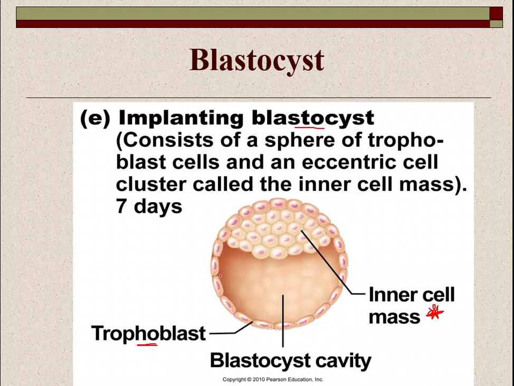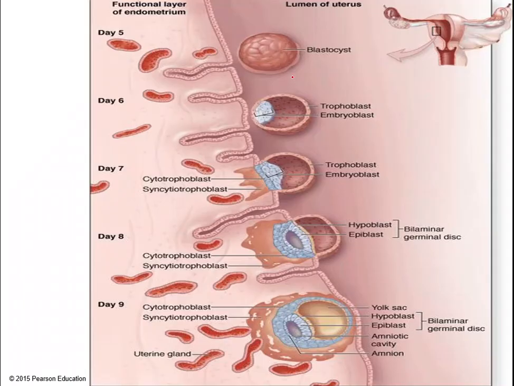Next, we have the blastocele, also known as the blastocyst cavity. The blastocele is actually an inner fluid-filled space. Okay, so that is all that we have here. Make sure you know the three structures that make up the implanting blastocyst. Now, by the end of the first week of development, the blastocyst will come in contact with the endometrial lining.